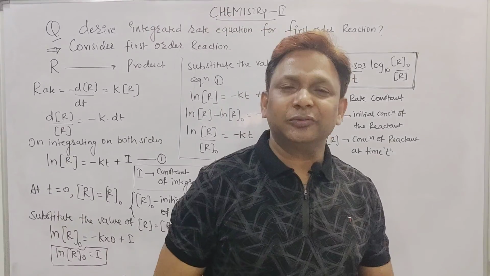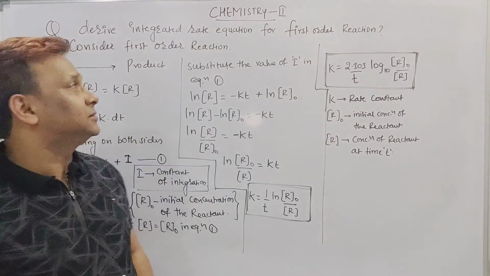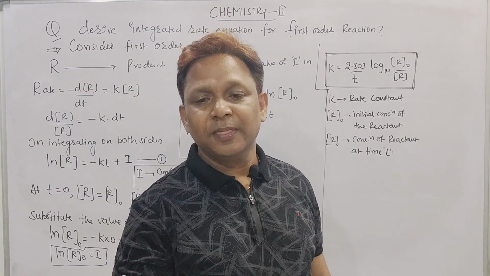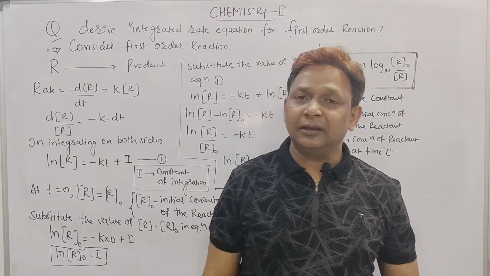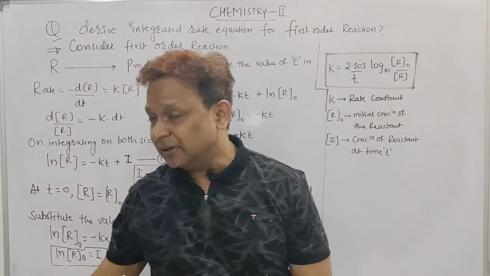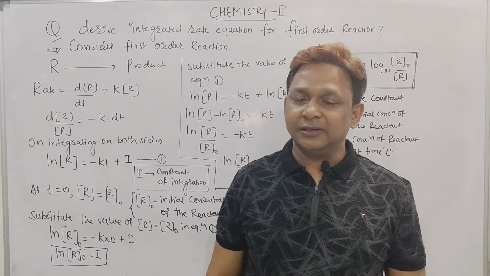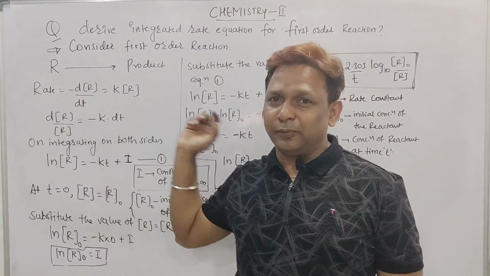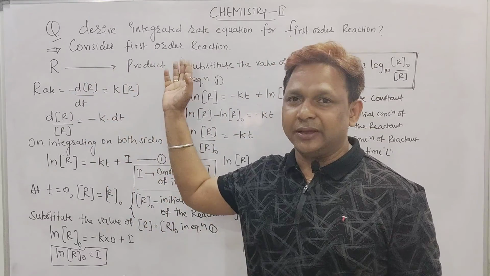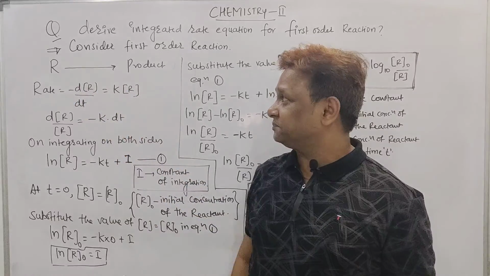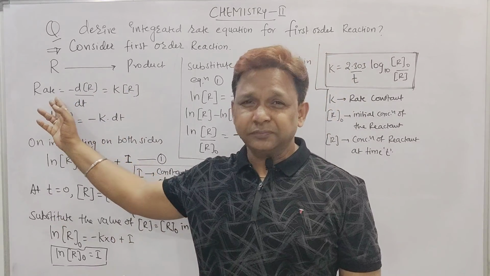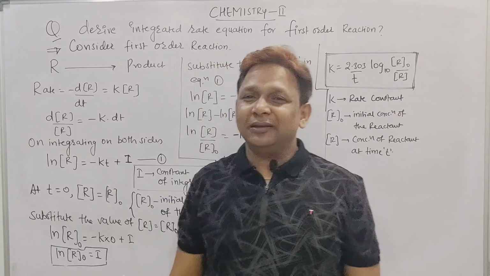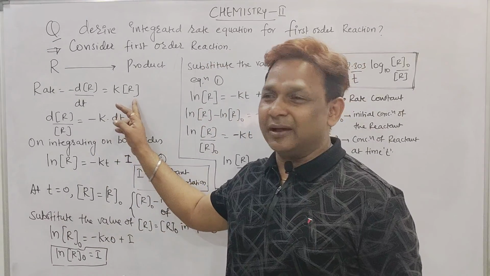This is one of the questions we did, for 4 marks: derive the integrated rate equation for the first order kinetics. How to go about it? You can revise it once again. Consider the first order reaction, R gives rise to product. Then rate equals minus dR by dt, which is equal to K into the concentration of R.